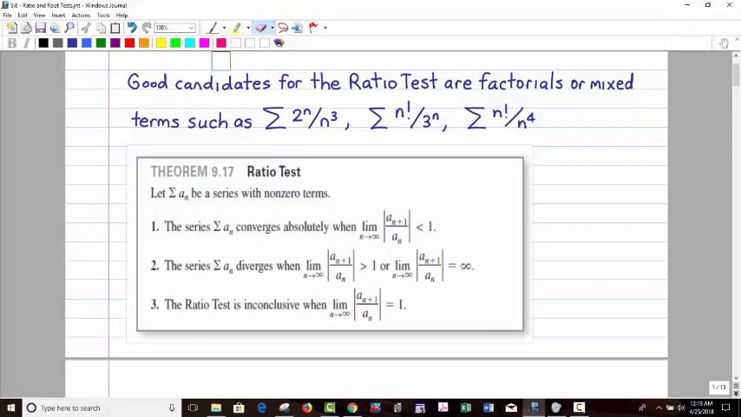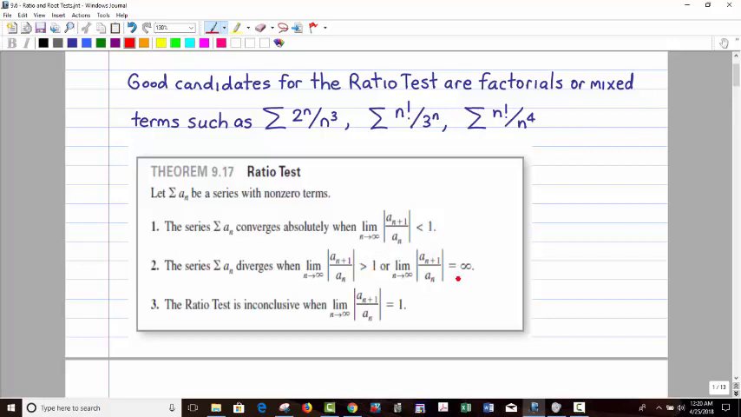But this says that we evaluate a sub n plus 1 over a sub n. Now, a sub n plus 1, you'll see when we start looking at some examples, is literally just taking everywhere you see an n and replacing it with n plus 1. Then we evaluate this ratio, and if it's less than 1, it converges. So you would say your series converges by the ratio test.